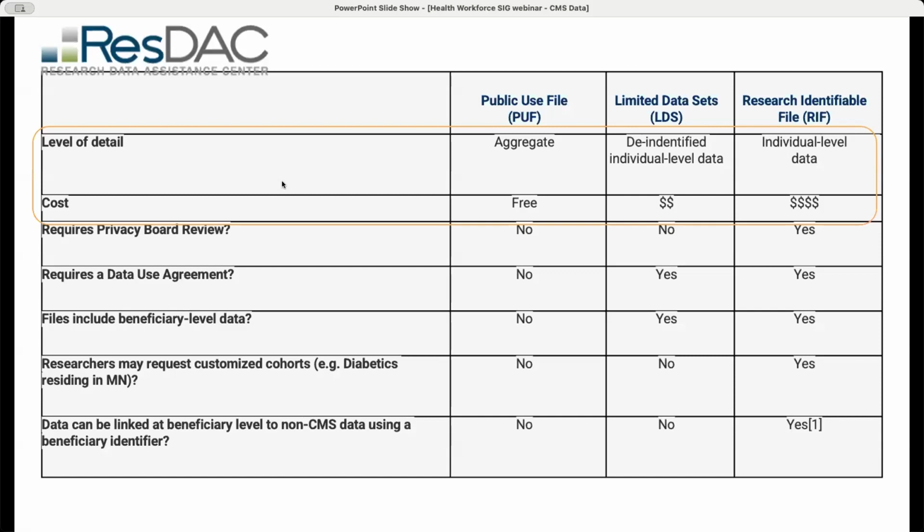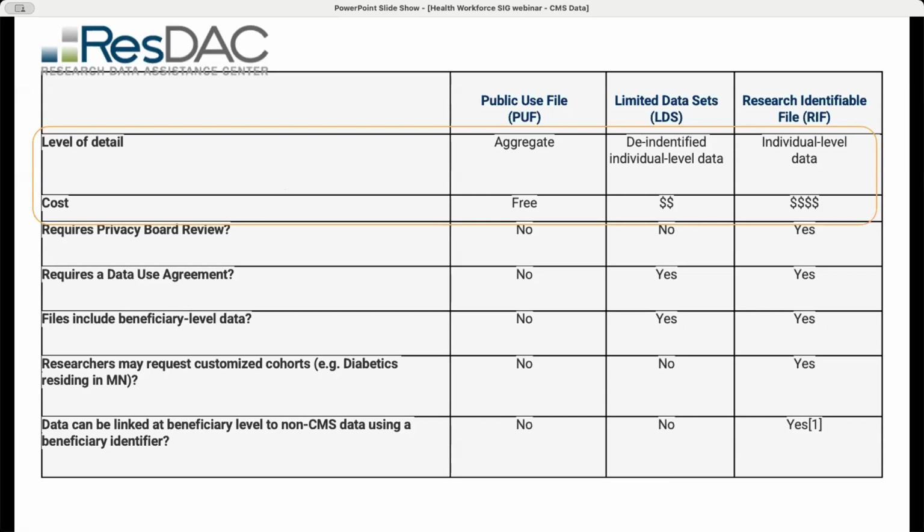So now we're going to talk a little bit about how to access data. So when you're talking about using the data, first it's important to understand the difference between different types of files. So public use files are aggregate data that are available for free. They're generally downloaded off the data.cms.gov website.